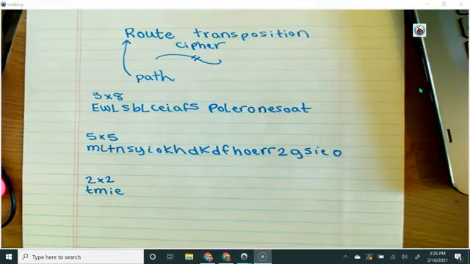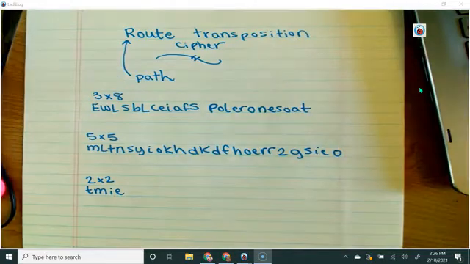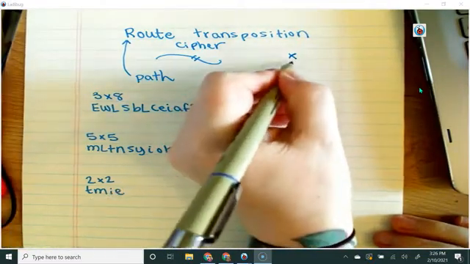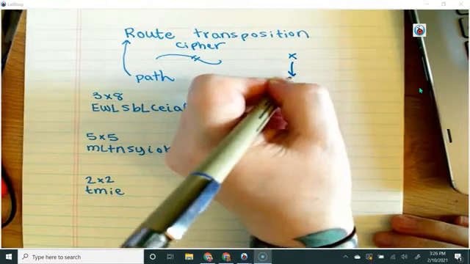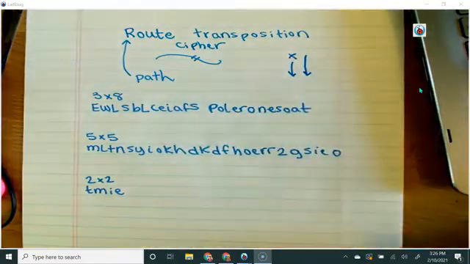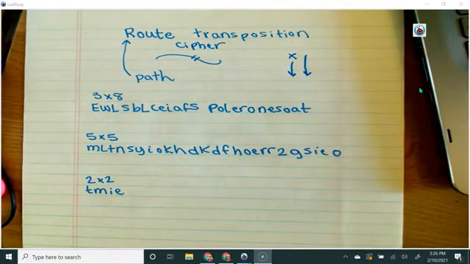Hello, I want to show you how to do the route transposition cipher. And in this case, route means path or the direction that your words will be going. So you'll want to decide with your partner how you want them to go. In this example, I'm going to have the route of the words be that they'll start at the top of the line, they'll go down, and then if you run out of space, you'll start at the top again, and then they'll just go down. So that'll be the same route throughout these.